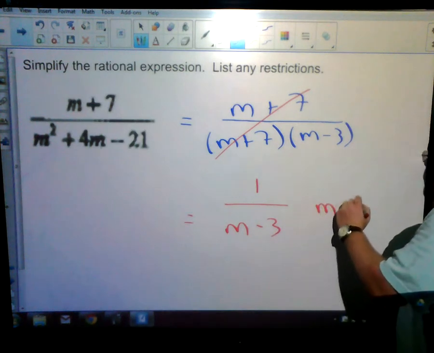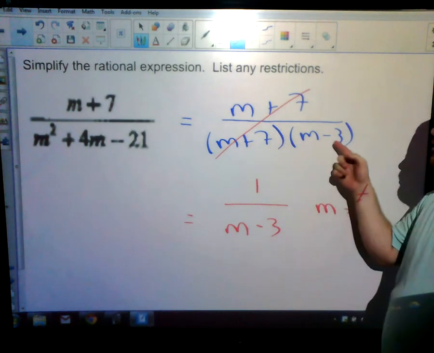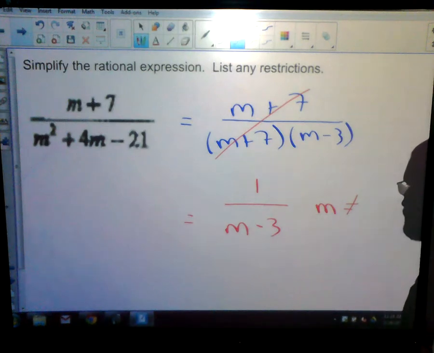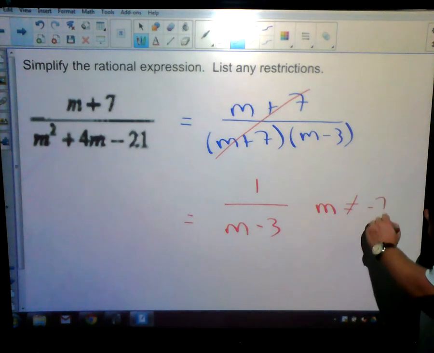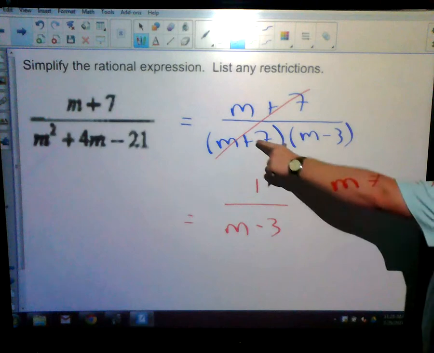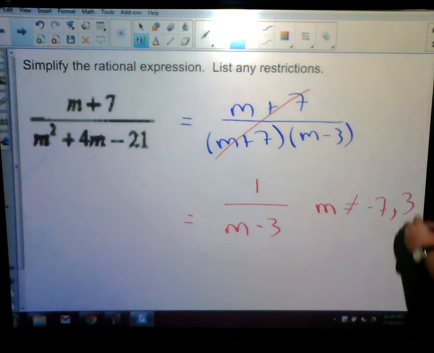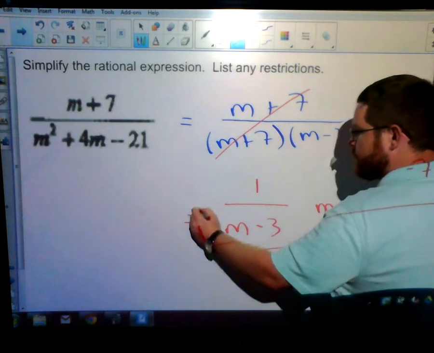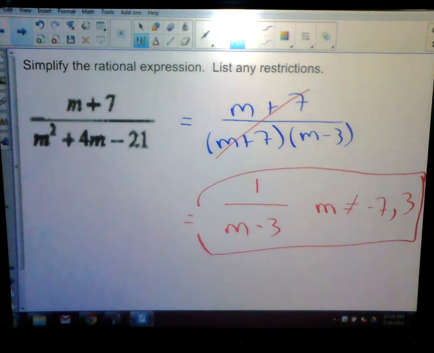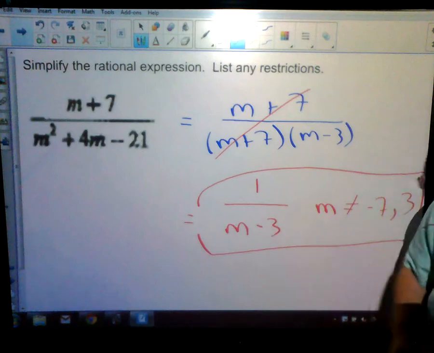What can m not equal? Well, look right here. What two things would make the bottom 0? Negative 7 and positive 3. Even though the negative 7 canceled out, it's still part of your restriction. So that is your answer simplified down. Factor, write your restrictions, write your answer.